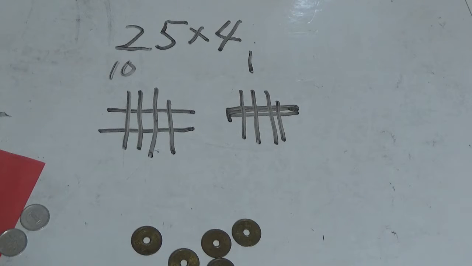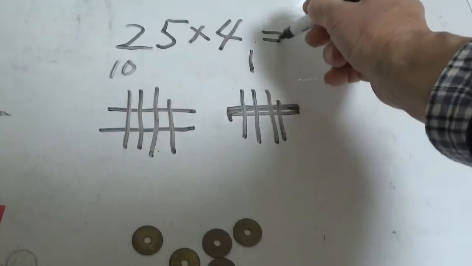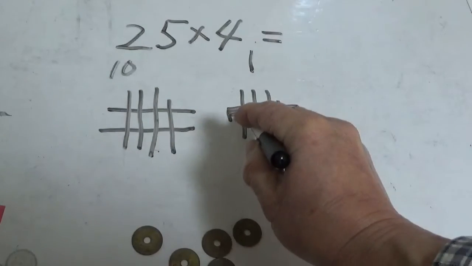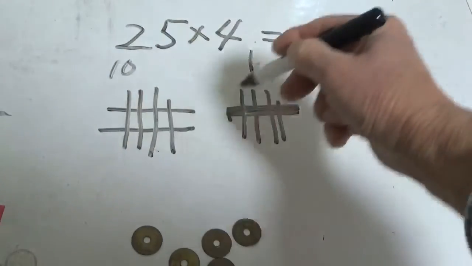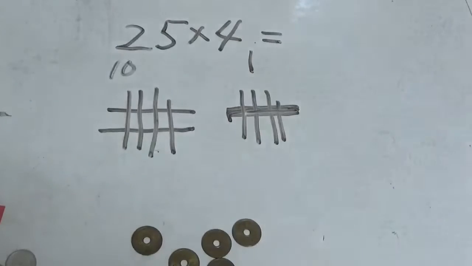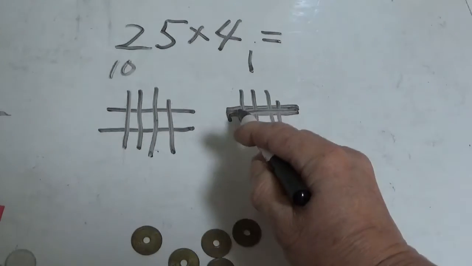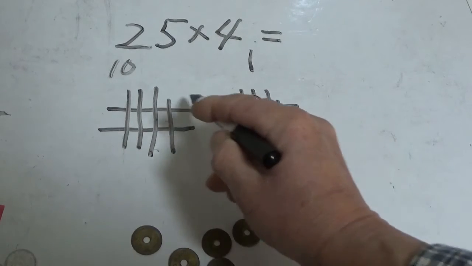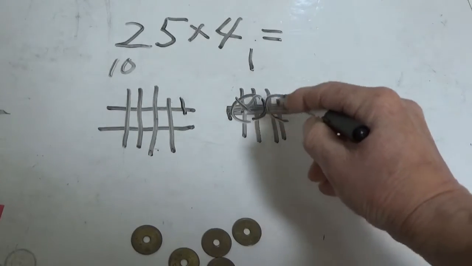Let's multiply a little complicated multiplication. That is 25 multiplied by 4. 1, 2, 3, 4. 1, 2, 3, 4. And then count the number of points. This is 5, and 2 times 5 is 10.